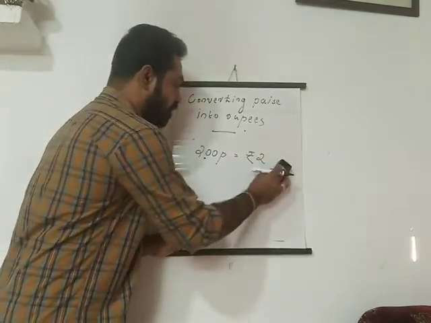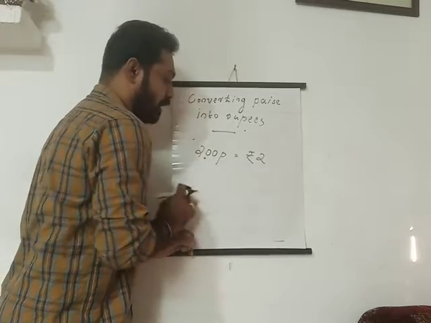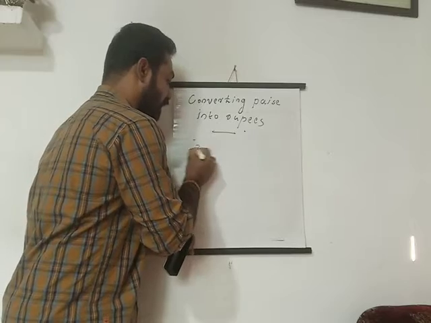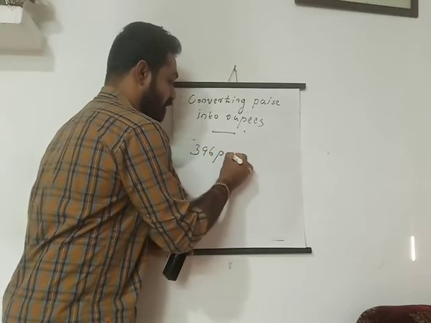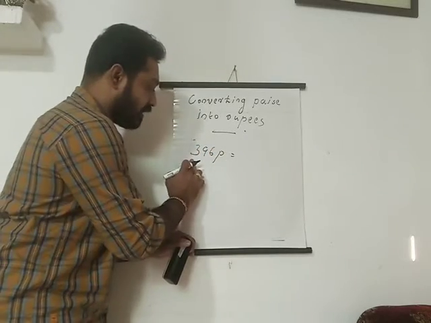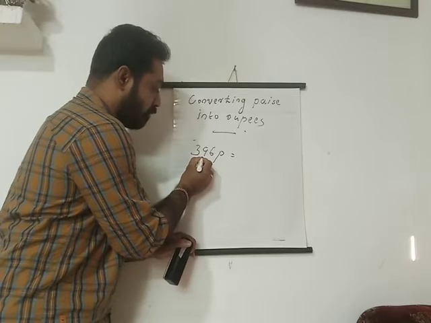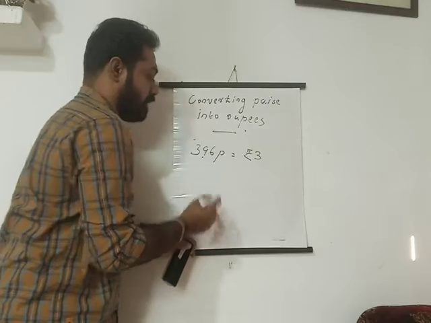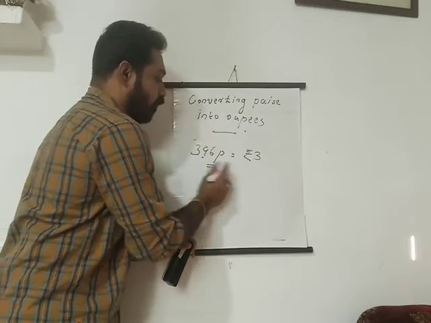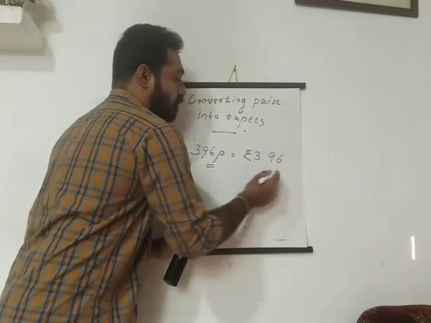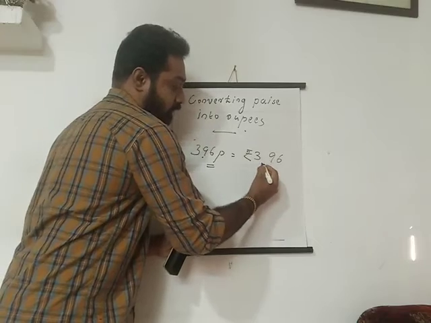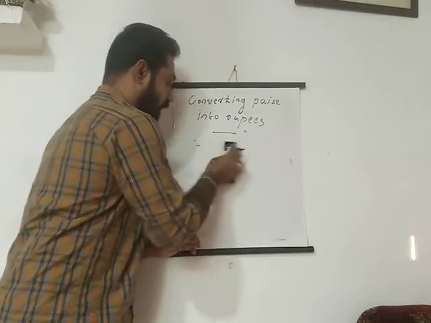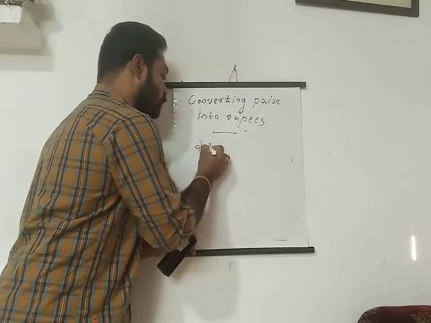But the part after the point gets its importance in another example. For example, 396 paise. To convert this one, from the right hand take 2 digits, 1, 2, then make a point here. Then what will you get? Rupees 3. This part is rupees, and the remaining part after the point is paise. So rupees 3 and 96 paise. 3 rupees 96 paise, like that.